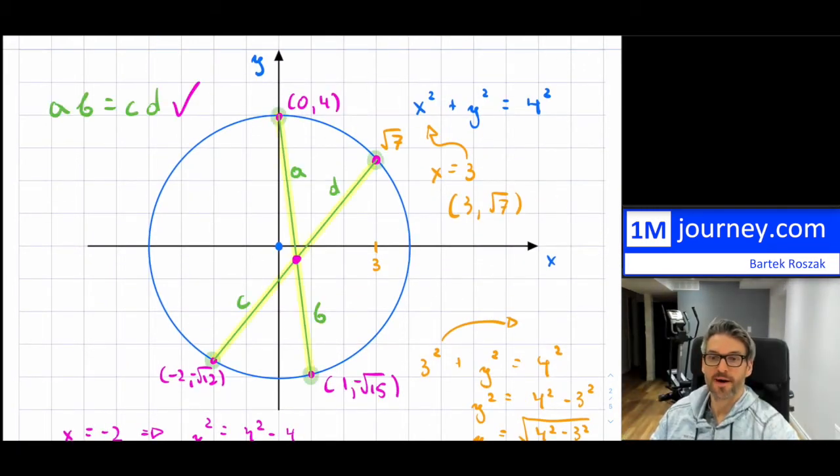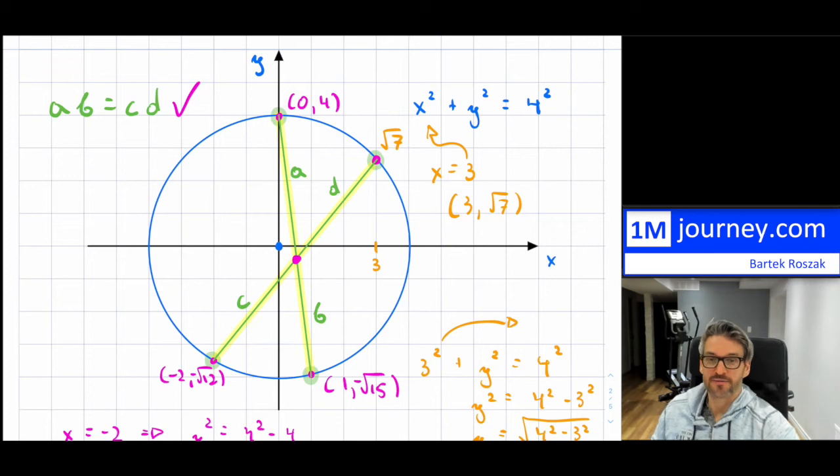All right, so welcome back. So here are the 4 points that we have: (0, 4), (3, square root of 7), (1, negative square root of 15), and (-2, negative square root of 12). So those are the points. Now the square roots are there because it is a circle, and so you're going to have these radicals in there.